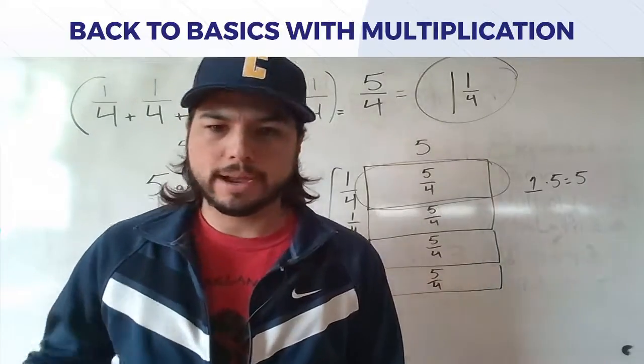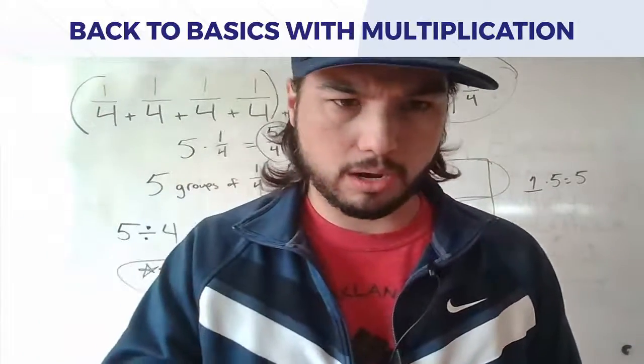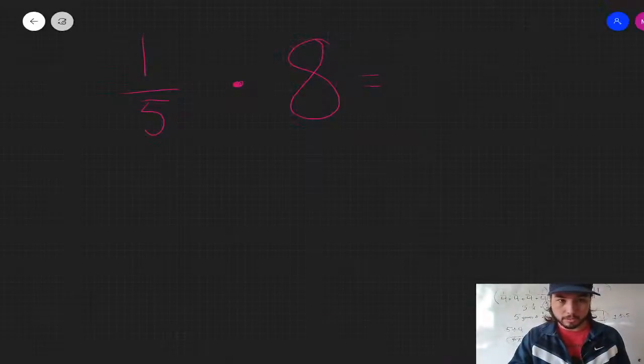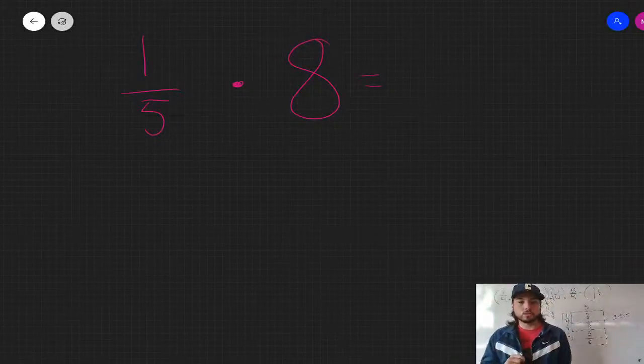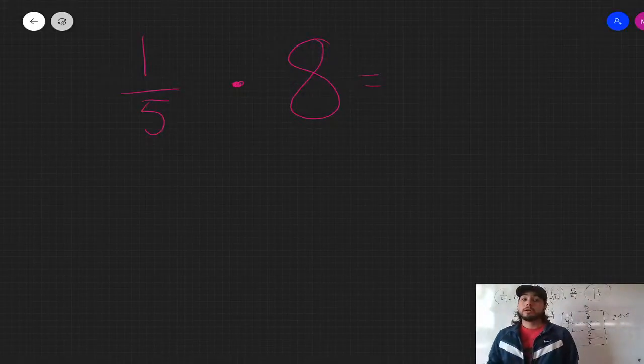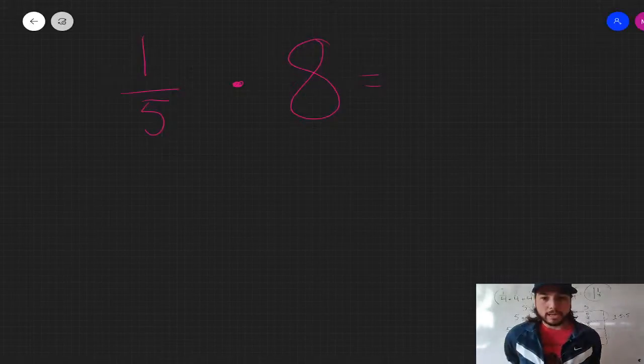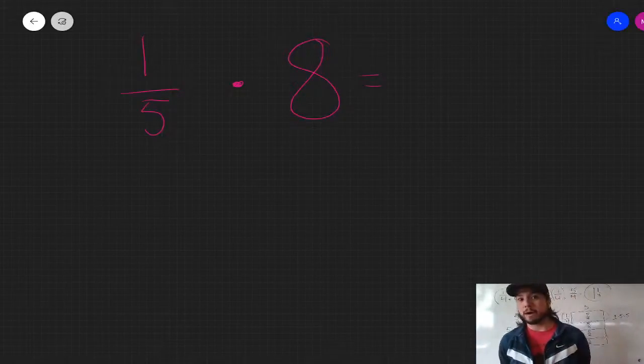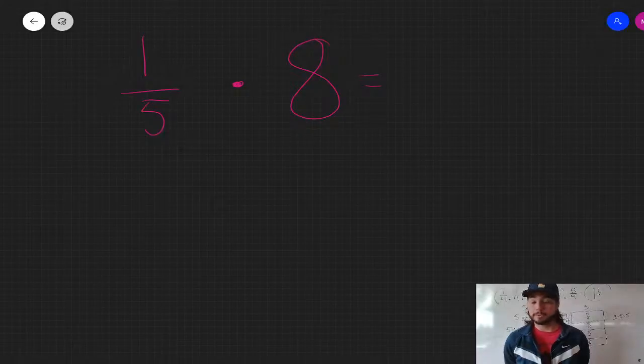Okay, let's try a couple on the digital whiteboard here. The first one, where are you? There you are. The first one is 1/5 times 8. Go ahead and try that on your own. You can use repeated addition. How many times do you have to add that 1/5? 8 times, right?